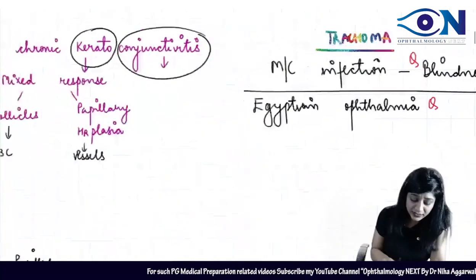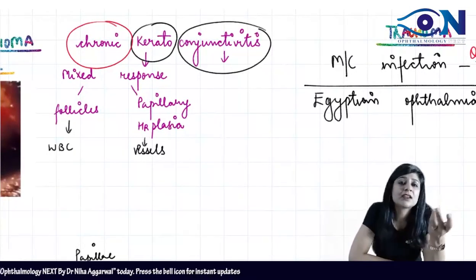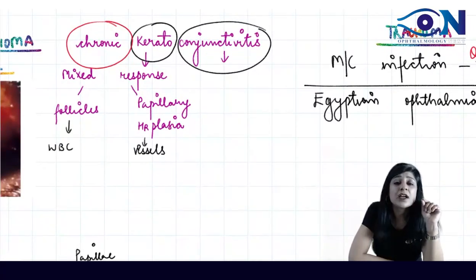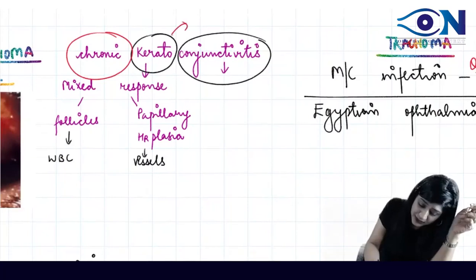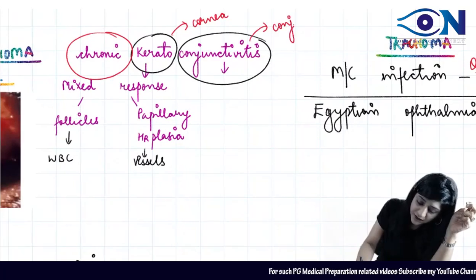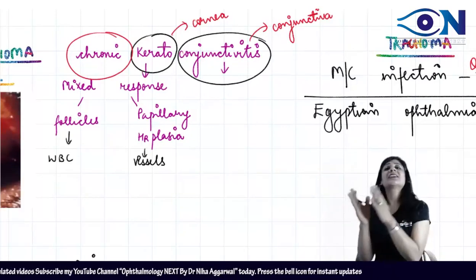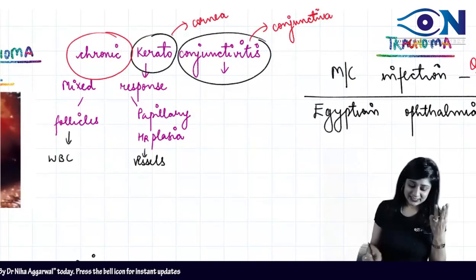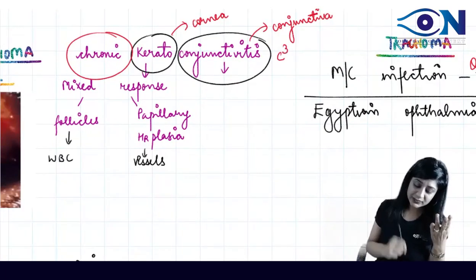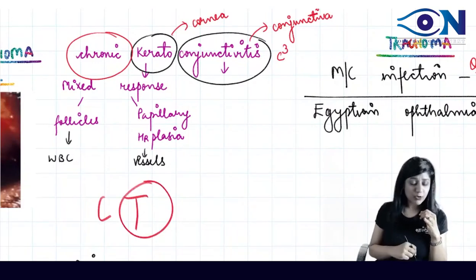And the important thing is that it is causing a chronic keratoconjunctivitis. Like if I talk about the bacterial or the viral, they were your acute keratitis. But when we talk about trachoma, it is the chronic keratoconjunctivitis. Kerato means cornea is involved and conjunctivitis means the conjunctiva is involved. So basically it is a condition where both cornea as well as conjunctiva are involved. So 3 C's. This is your C to the power 3. So always remember, CT, like CT scan. Okay? So T for trachoma and C3.